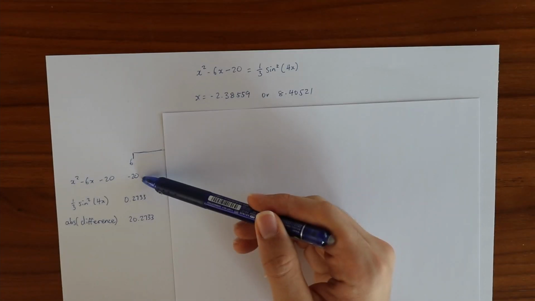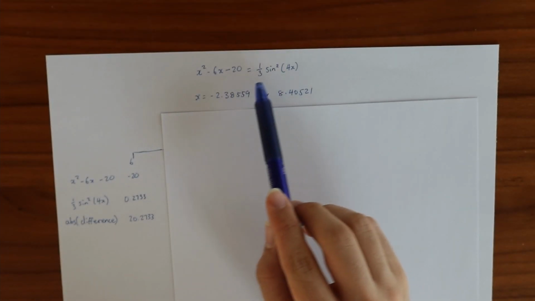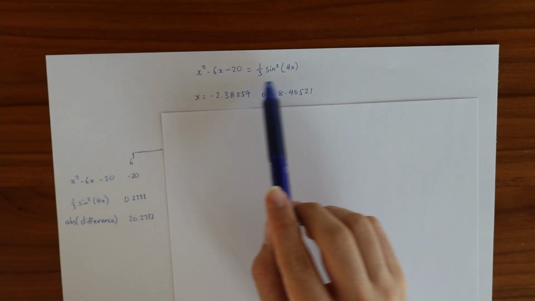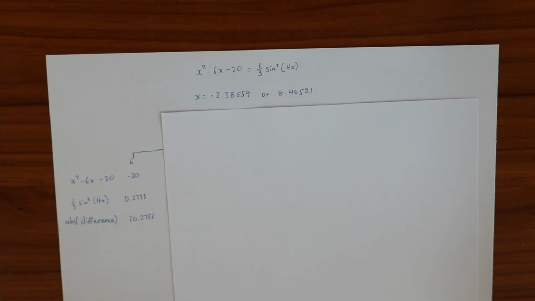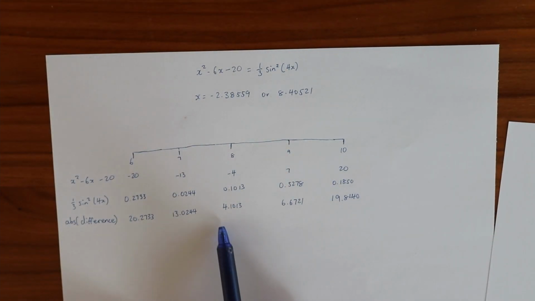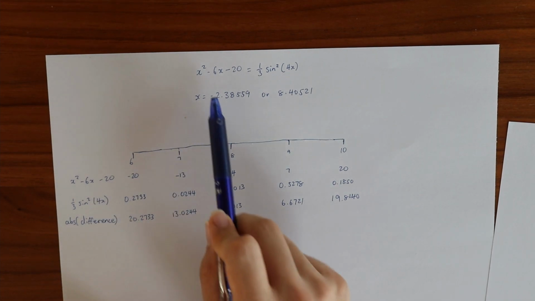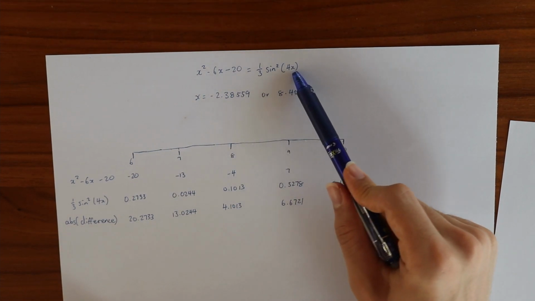The differences can either be positive or negative, but what you want is for the difference between the two sides to be 0, since if the difference is 0, that means the two sides are equal, and that's what you want in an equation. So here's the absolute value of the difference, and I've tried them out for all 5 values over here. You can see the closest one is 8 with a difference of 4.1013 between the left-hand side of the equation and the right-hand side of the equation.